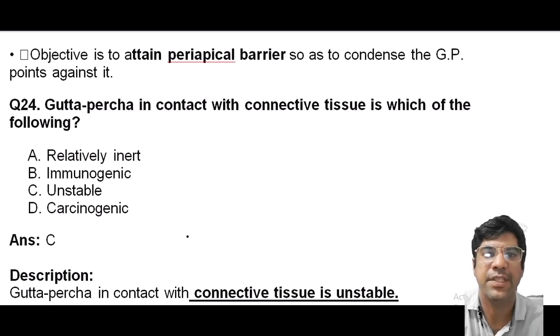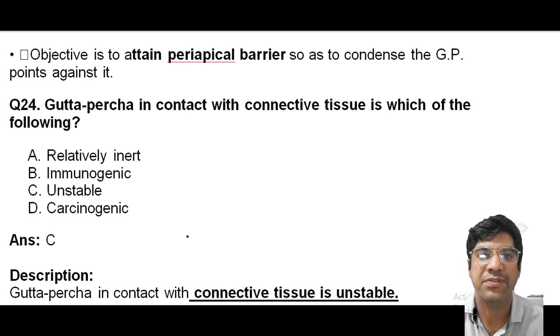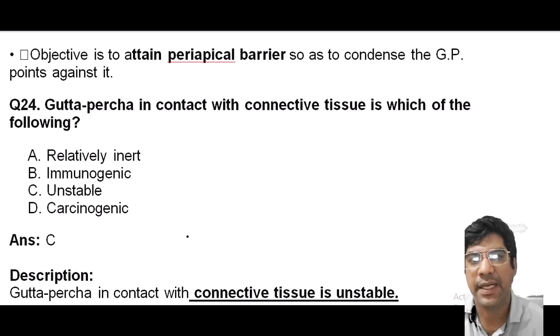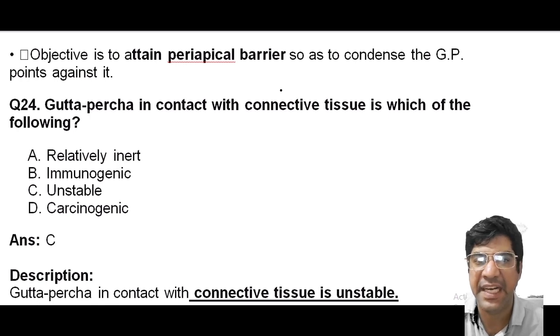So when the gutta percha comes in contact with the connective tissue, it undergoes certain changes that can be considered unstable. Why is gutta percha unstable in connective tissue? Gutta percha is a thermoplastic material. It is designed to be stable and biocompatible within the confines of the root canal, where it is sealed from the surrounding tissue. However, when it is exposed to connective tissue outside the root canal, it can be influenced by various factors like temperature changes, motion, and body immune response.